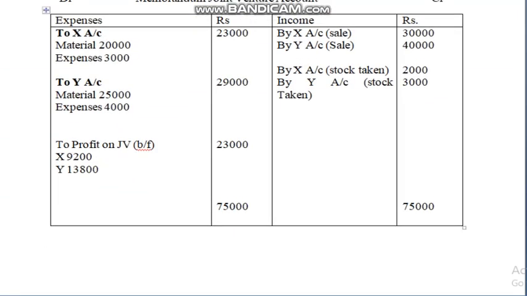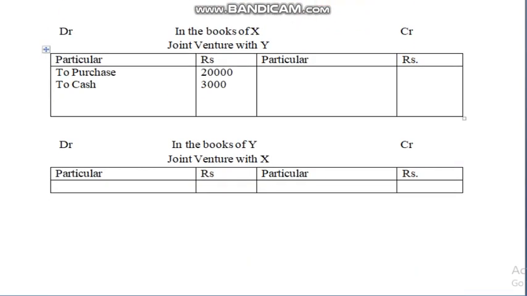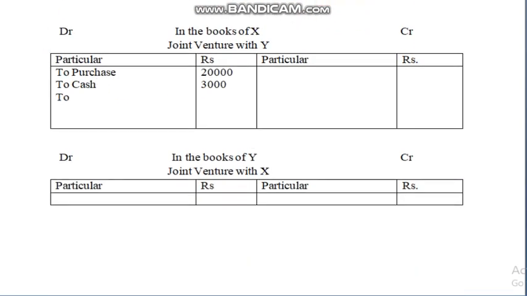The next transaction relates to Y. Now the third transaction is relating to profit. It includes both the profit of X and Y. Here we should take only the profits of X. How much is the profit of X? 9,200. So, to profit and loss, 9,200.